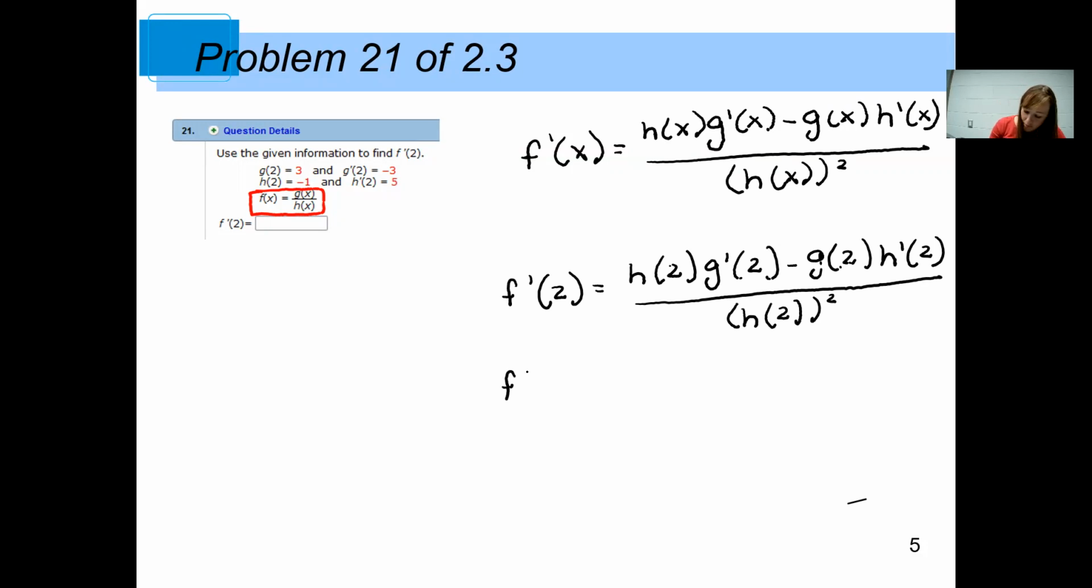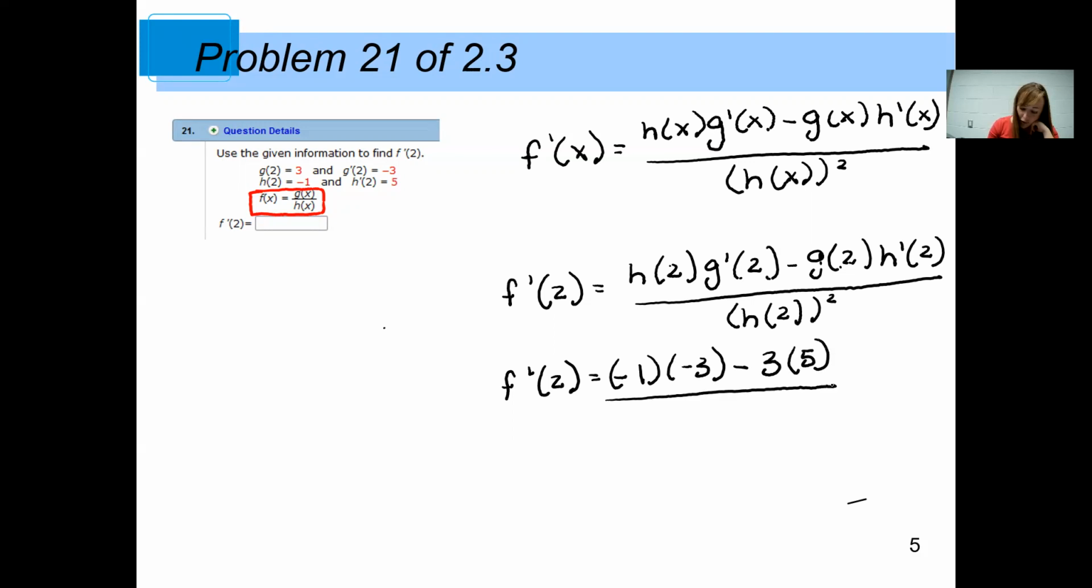So for f prime of 2, with our given information, h of 2 is going to be -1. g prime of 2 is going to be -3, minus g of 2, which is 3, times h prime of 2, which is 5, all together over h of 2, which is -1, quantity squared. And then from there, we just simplify. So I'm going to have 3 plus 15 over 1, which is going to give me 18. So all in all, we have 18.